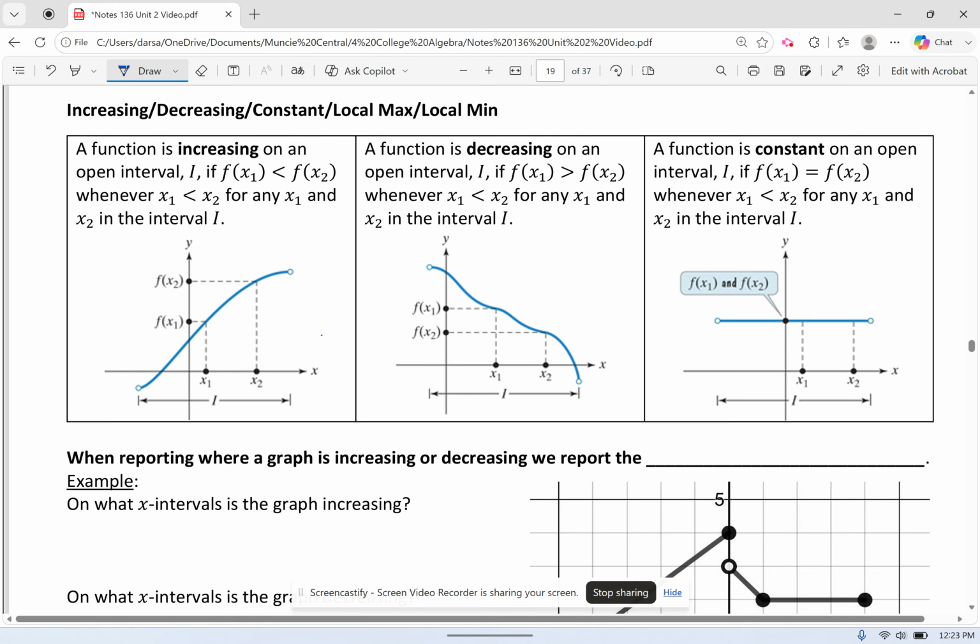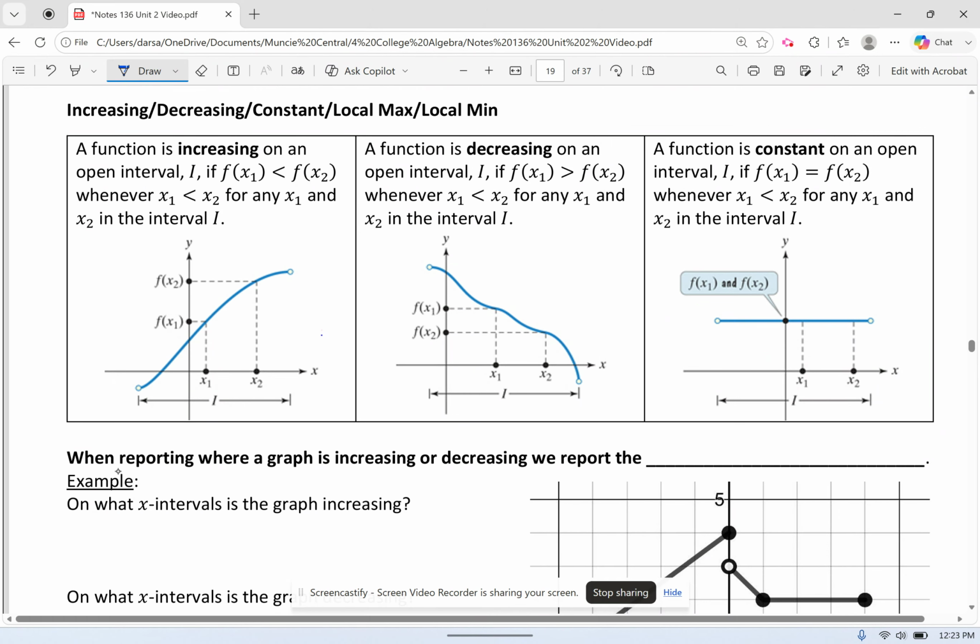Now, if you're not increasing and you're not decreasing, you're not going up or down, you're just staying flat. So it looks like this, and this is constant. That's all there is to this, y'all. Is it increasing, decreasing, or constant? That's the easy part. Now, the hard part is how math wants you to report this.